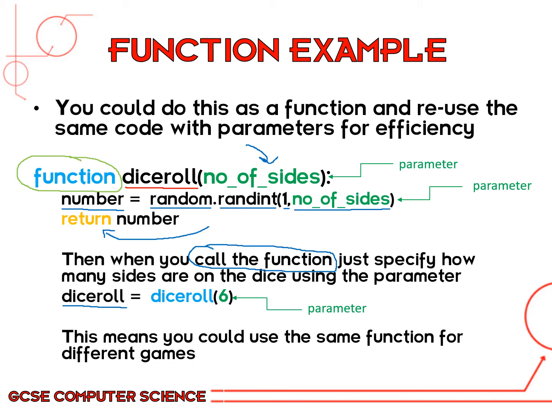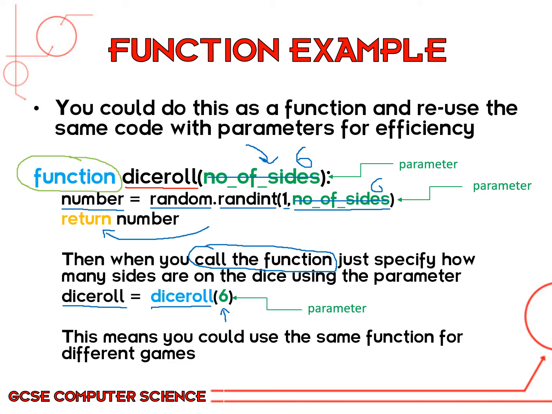So dice roll equals, we're going to call our function and we're going to set the value of our parameter here. So when we talk about maths and substitution, when we call the function, we have designated this value 6 as our parameter. So when we talk about substitution, the 6 goes into our function here and replaces number of sides. So now it's function dice roll 6, number equals random.randint 1, comma, and this has been replaced with 6.